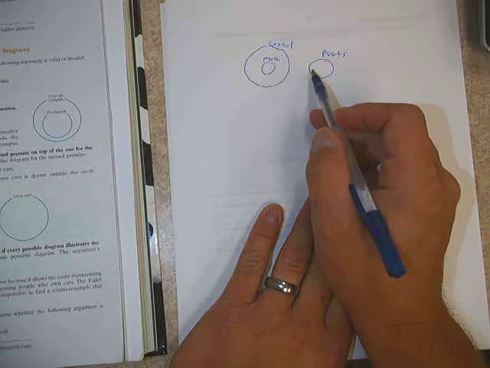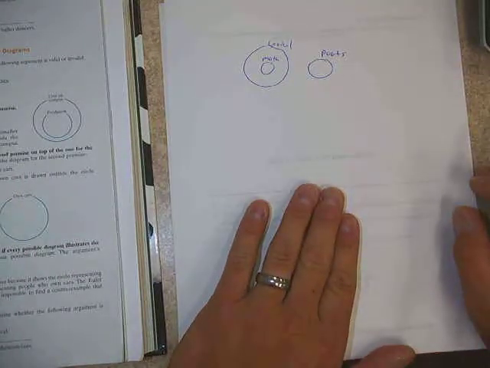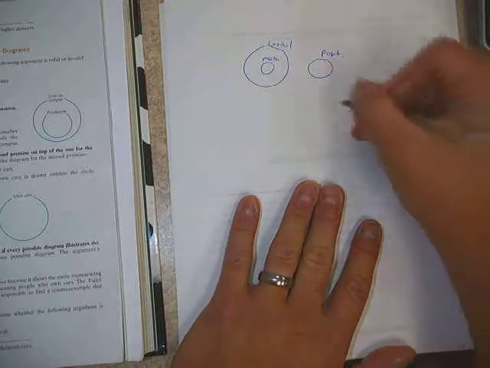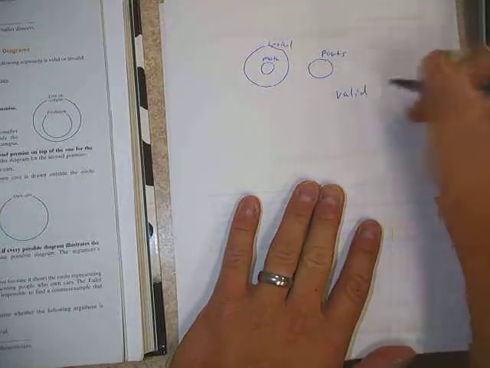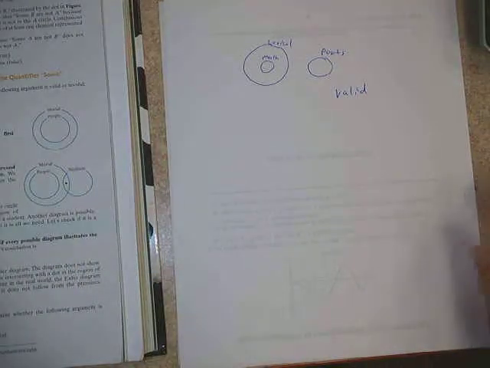Let's see if the conclusion is true. It says, therefore, no poets are mathematicians. Is there any way that I could have poets and logical be two separate circles, not intersecting at all, and have math and poets be intersecting? No. There's no way I can draw this any other way. So therefore, that final sentence is what? It's valid. Questions so far?